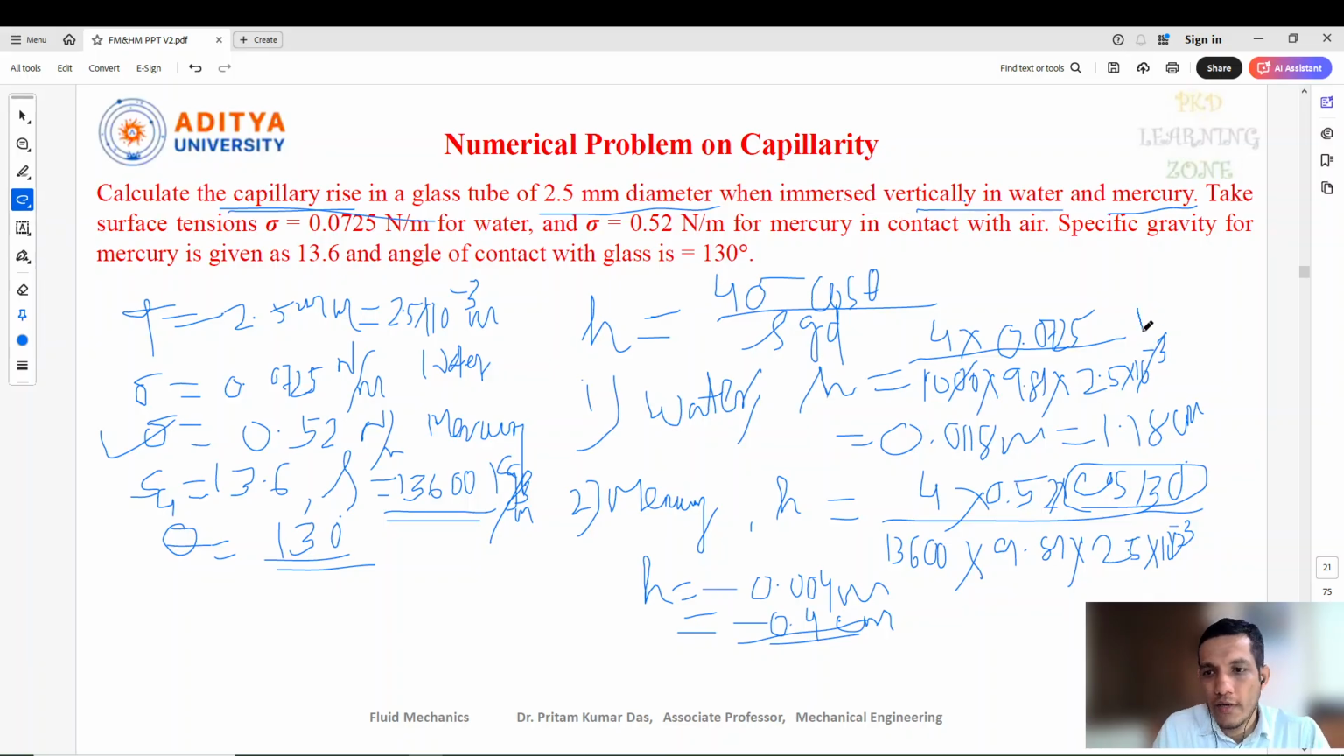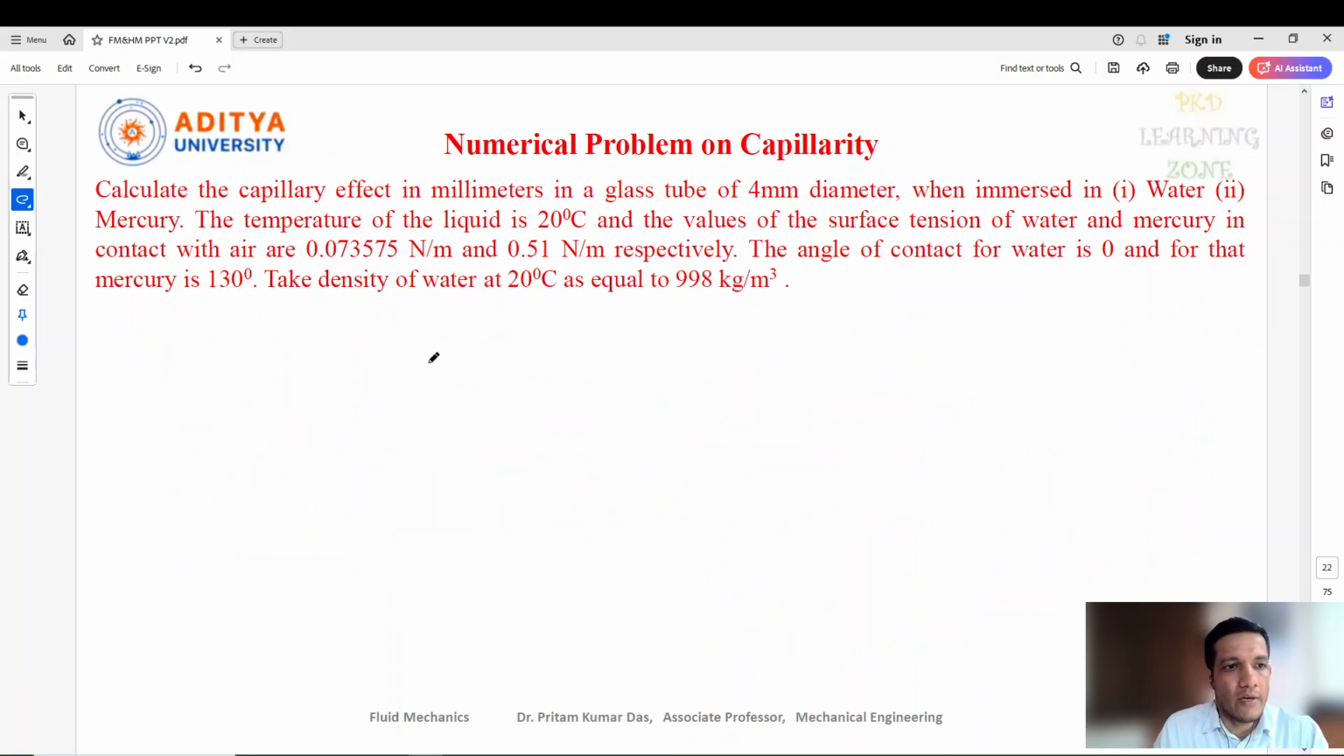So for this water, you can see there is a rise of 1.18 centimeter, and for mercury case there is a capillary fall of 0.4 centimeter. Okay, so I hope you understood this question. Let's see one more problem related to this.